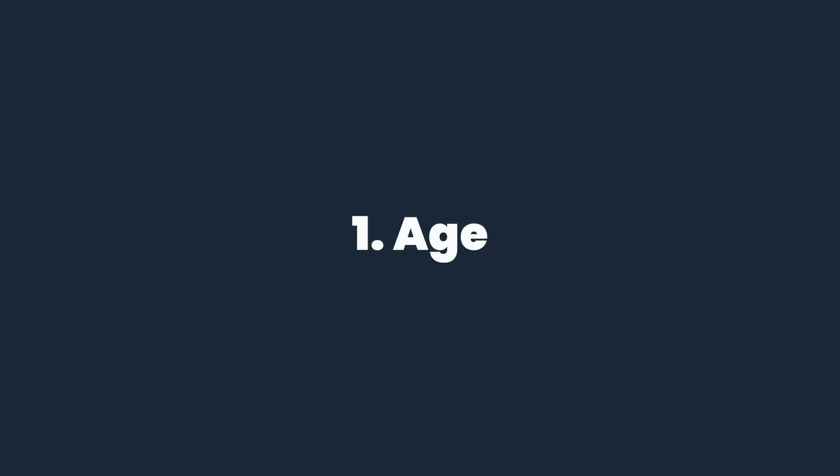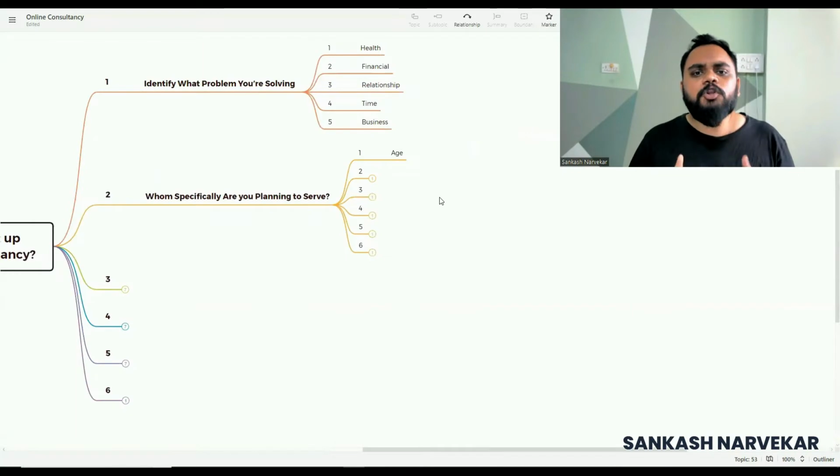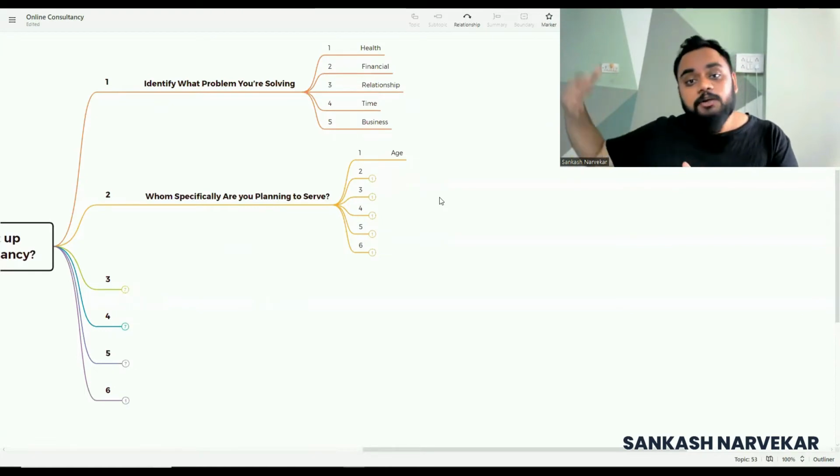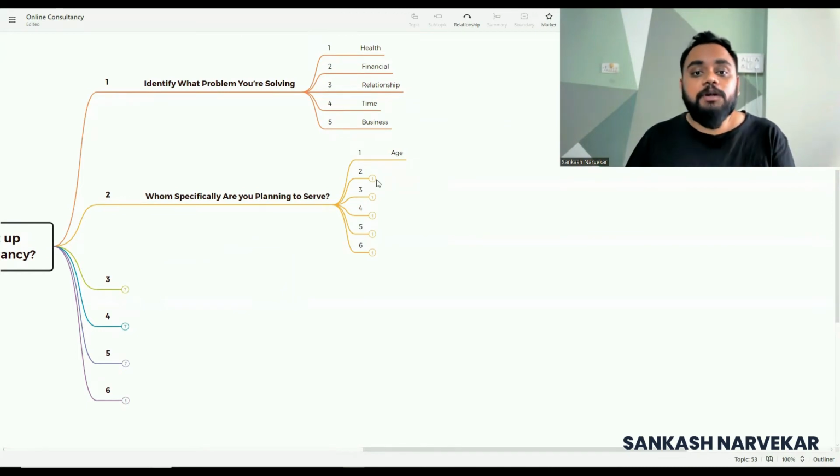Number one is age group. You can classify people based upon the age group. Do you want to serve someone at the age group of maybe 15 to 20, or maybe 25 to 35, maybe 45 to 60, or around 60 to 80, right? Depending upon these age groups, there could be different problems that they are facing, and different solutions could apply to different problems, right?